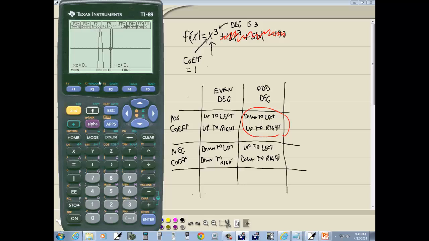Now, to set your zoom back, we're going to do F2 for zoom, and I choose 6 for zoom standard. And once that comes back, quit saying busy. To exit out, I'm going to do second escape. And let me clear all those out. There we go. The leading coefficient test on a TI-89 calculator.